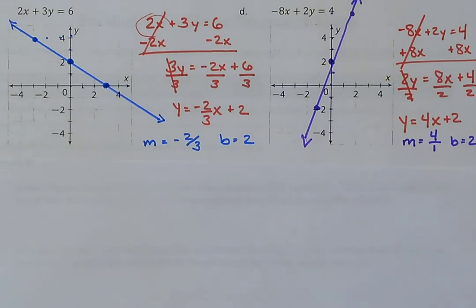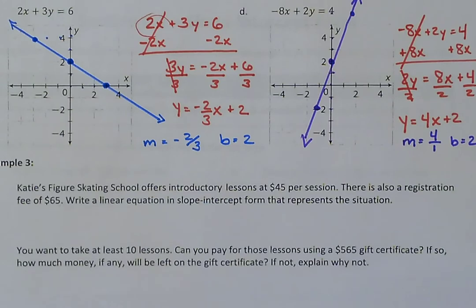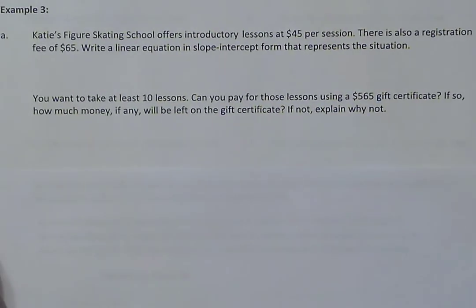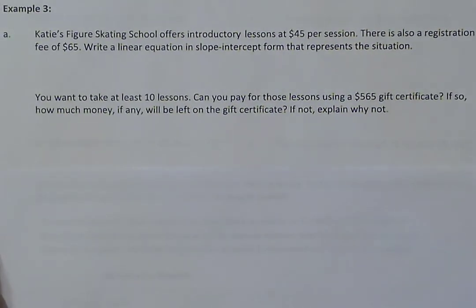All right, so that is it for example 2. Now, example 3 is going to continue with slope-intercept, but we now have some story problems to deal with. So let's take a look at these.